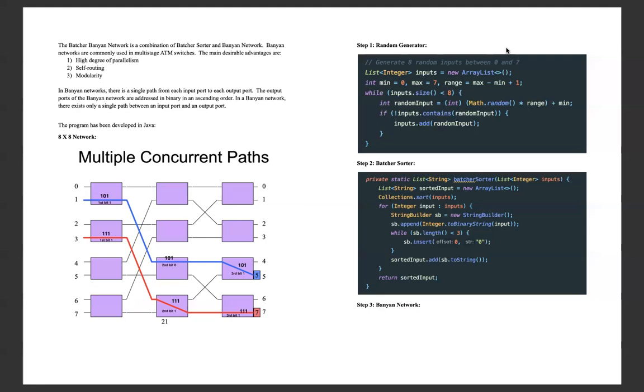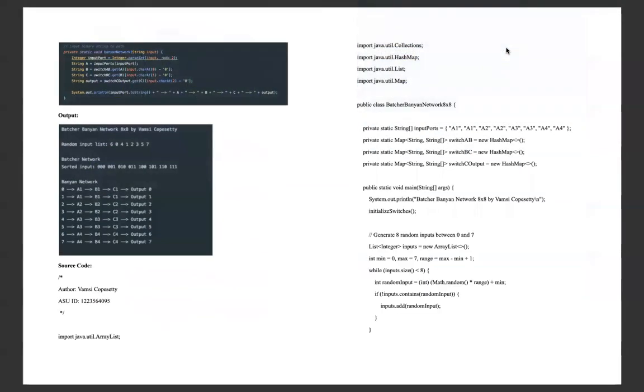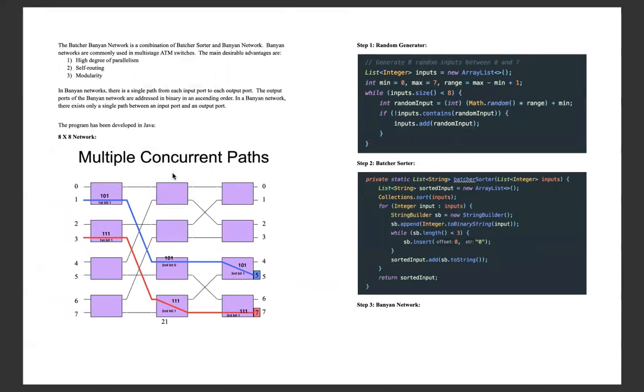So as we have got an idea of what a Banyan network is, let us jump straight into the program. Now this is the program, this is the execution, and this is the output. From the output, it's clear that there's a random list of inputs, and the first step is that it gets sorted in binary, and then the Banyan network is displayed. Now, let us go step by step. How does it work?